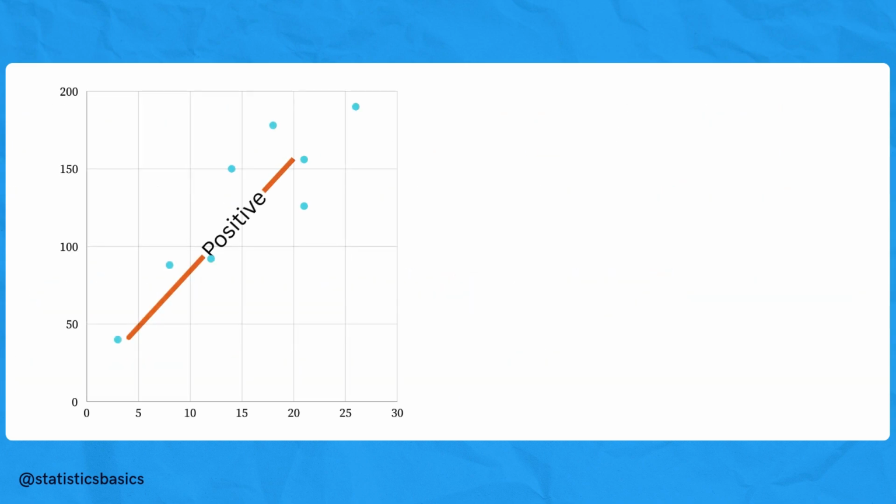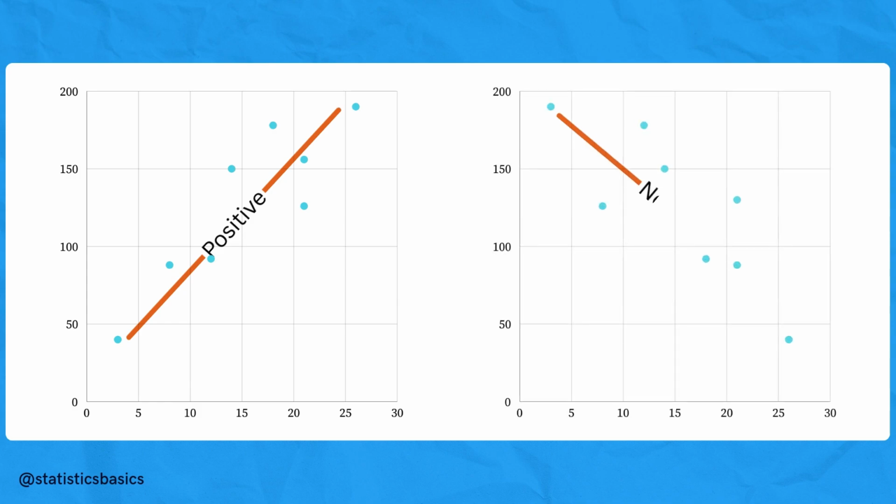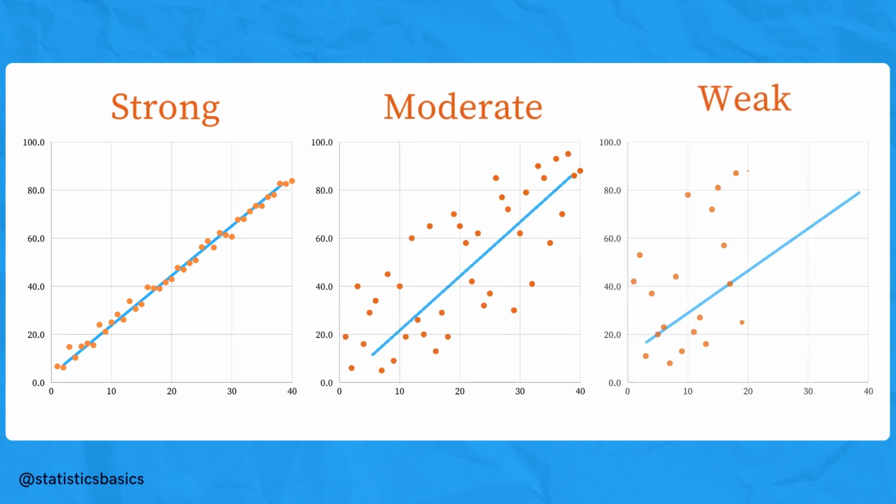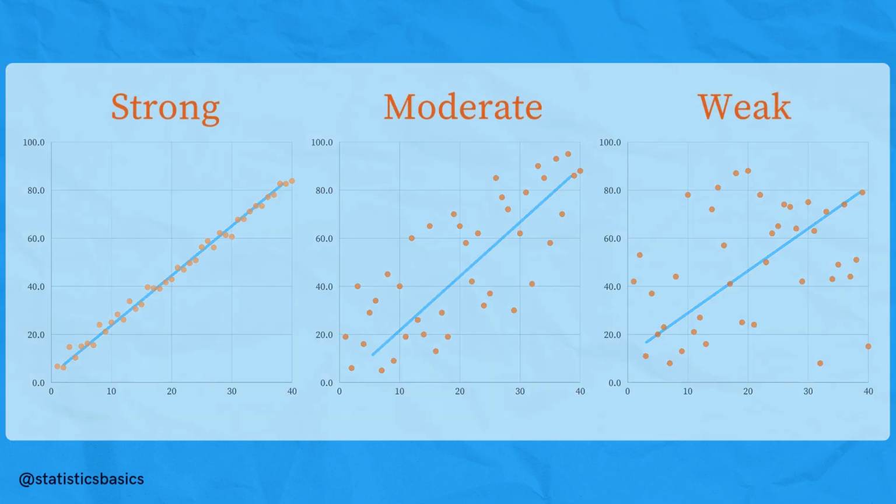The direction of the correlation is positive when the two variables move in the same direction, and negative when they move in opposite directions. The strength of the correlation, classified as strong, moderate, or weak, depends on how well the data values cluster around a straight line.